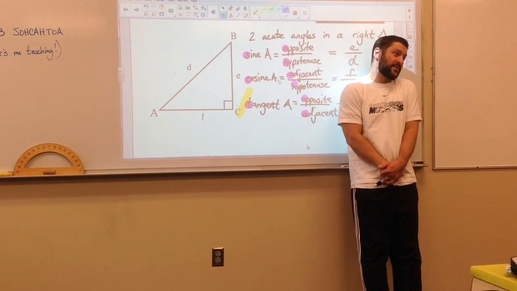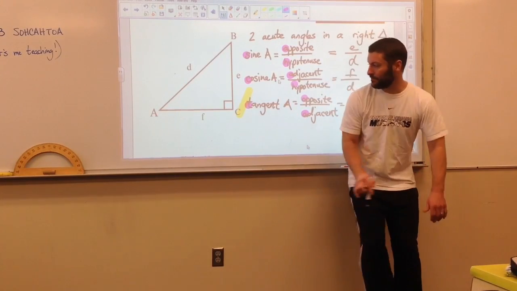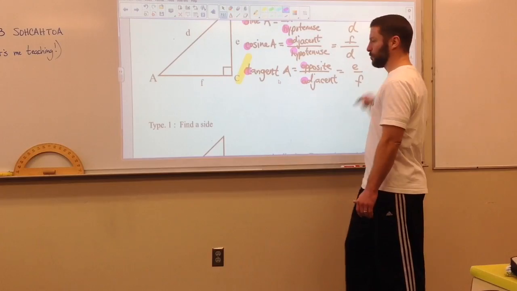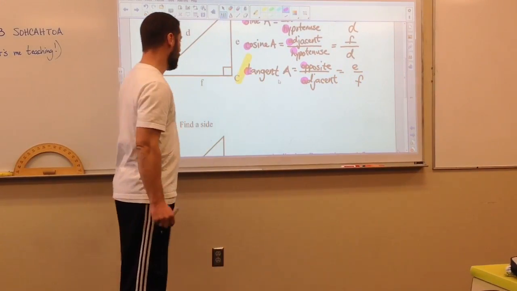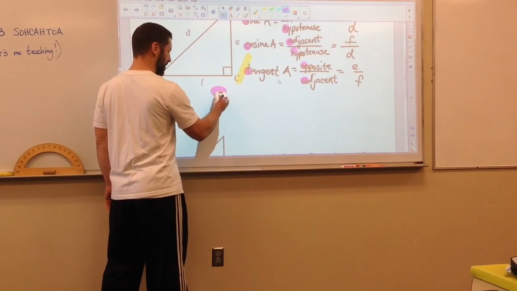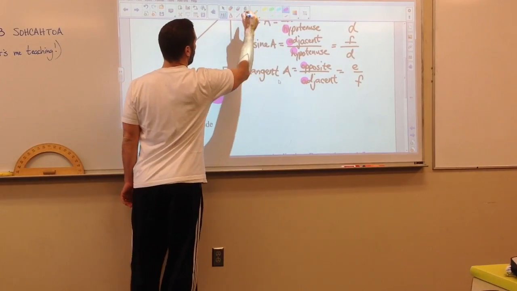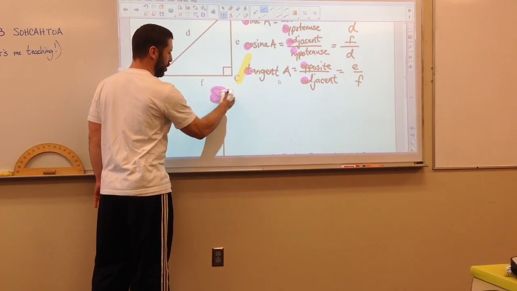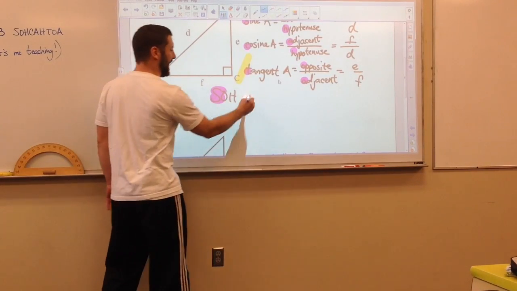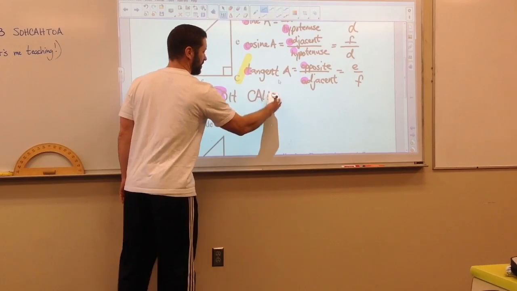And whenever you do this, you write it at the top of your paper. So you're doing a trig worksheet. The first thing you do when you get the worksheet is you say, Soh. Say it like a samurai. Soh, Cah, Toa.